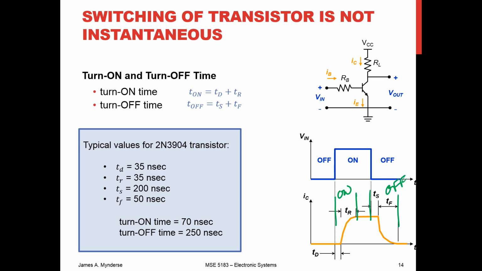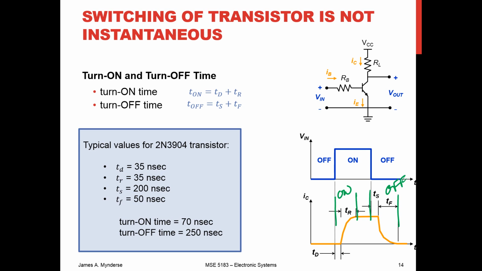So for the 2N3904 transistor that we happen to have in lab and we'll use a couple of times in class, the delay time is 35 nanoseconds. This is from the spec sheet. Always check the spec sheet. The rise time is 35 nanoseconds. The storage time is 200 nanoseconds, and the fall time is 50 nanoseconds. So you would expect that if you were to measure these, the turn on time would be 70 nanoseconds, and the turn off time would be 250 nanoseconds.